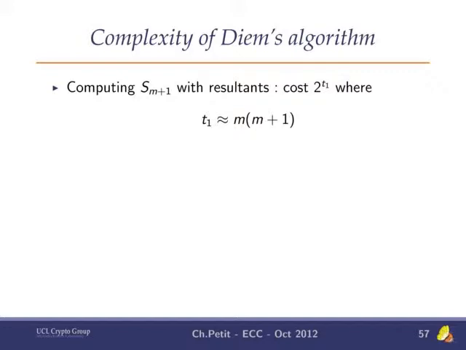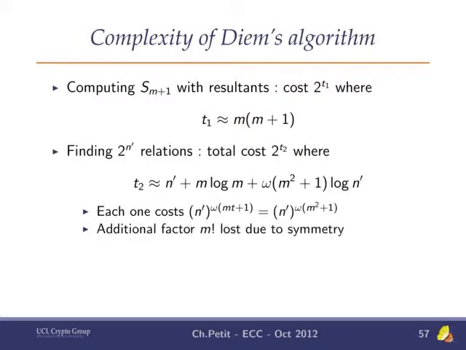So we now have all the ingredients towards sub-exponential complexity. Again, in Diem's algorithm, the first step has complexity 2^t1, where t1 is roughly m squared. So finding the relations, the total cost is 2^t2, where t2 has those 3 components. The n' here is just because you need 2^n' relations.